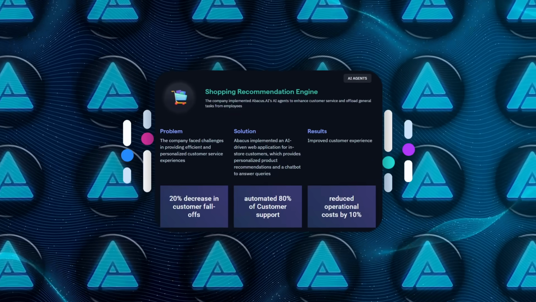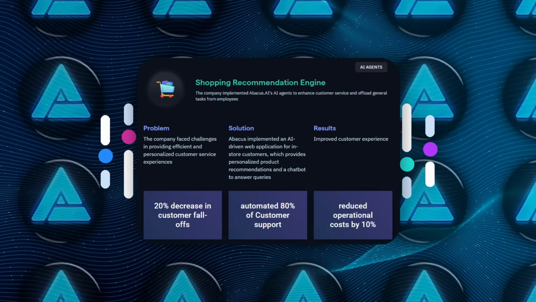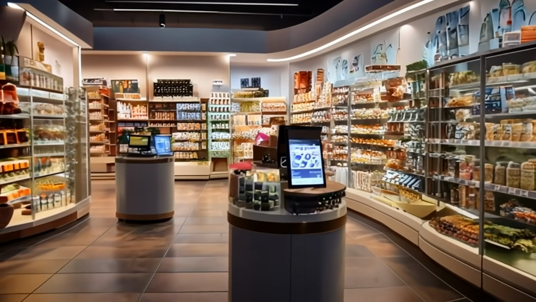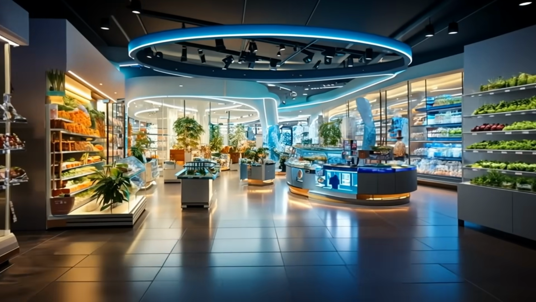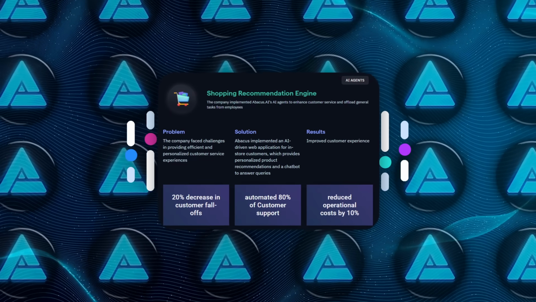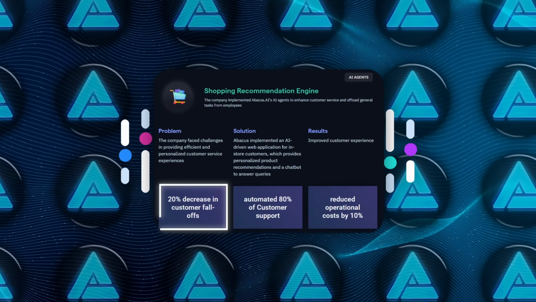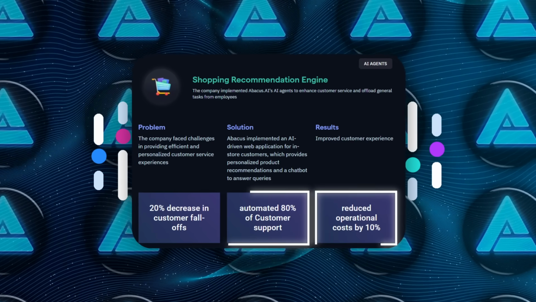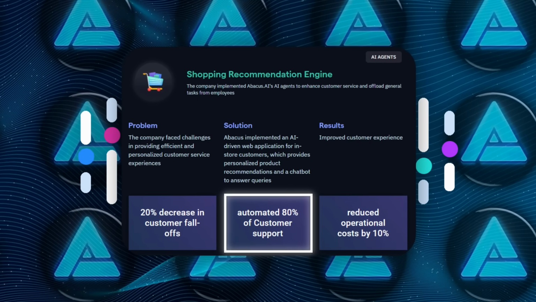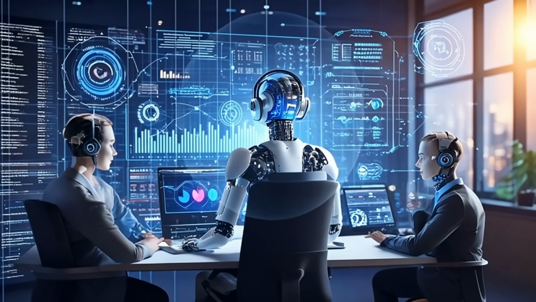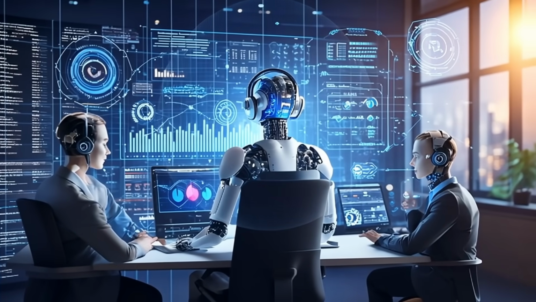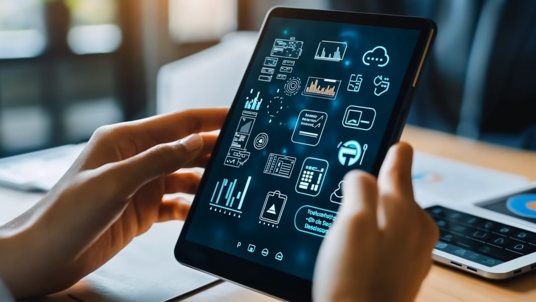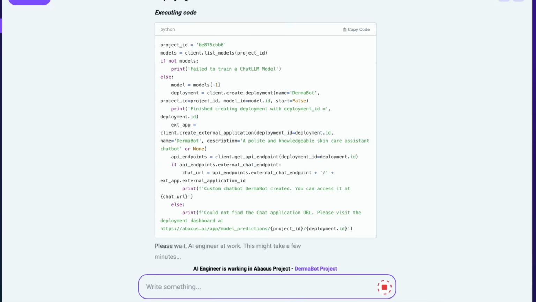Another company used Abacus AI's AI agents to build a shopping recommendation engine for in-store customers. Think personalized product tips plus a chatbot that fields questions, freeing up employees to focus on bigger tasks. As a bonus, they saw fewer customer drop-offs, about 20% fewer, and cut operational costs by 10%. Even better, they managed to automate around 80% of the routine support questions customers usually ask. So whether it's drilling down into massive data sets in finance or giving shoppers that personal touch, these AI agents can really lighten the load and let teams tackle the work that actually requires a human touch.